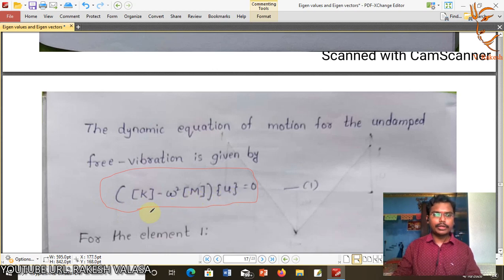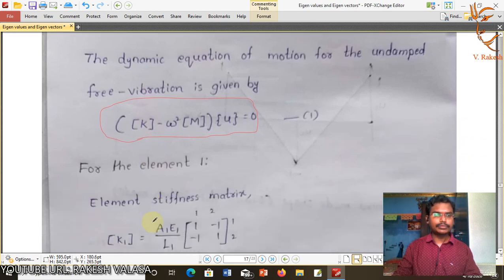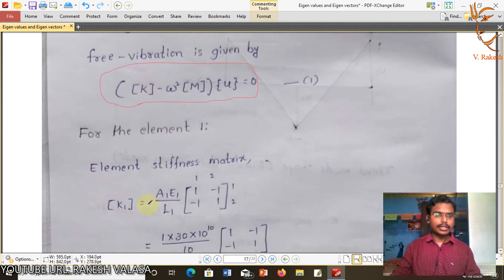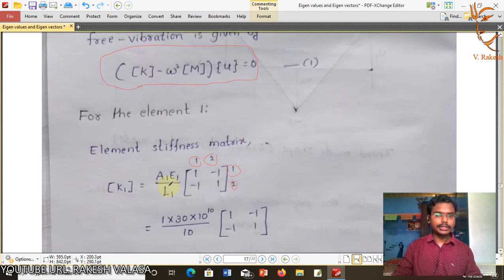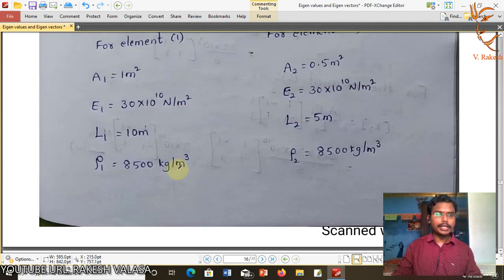For element 1, now calculate the stiffness matrix. We know the stiffness matrix formula for the stepped bar: K1 equal to A1 E1 by L1, times [1 -1; -1 1], with nodes 1 and 2. Now substitute the given values: area is 1 meter square, E1 equal to 30 into 10 power 10 Newton per meter square.